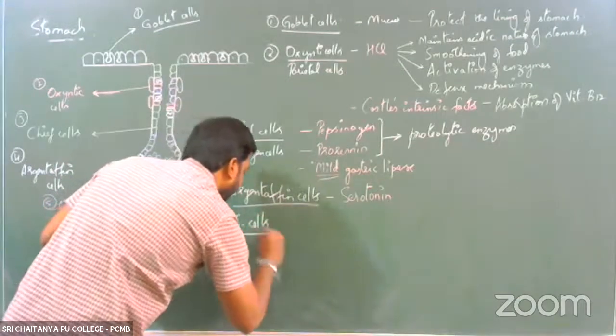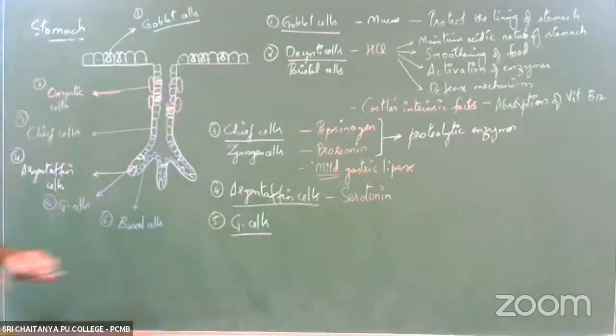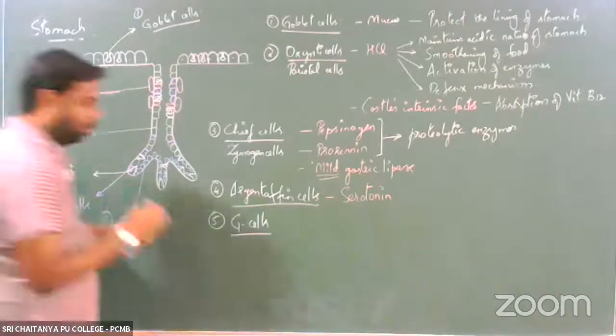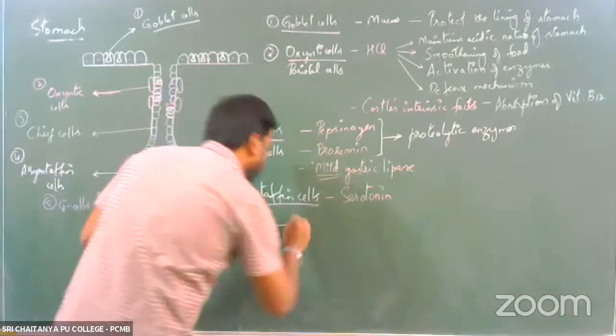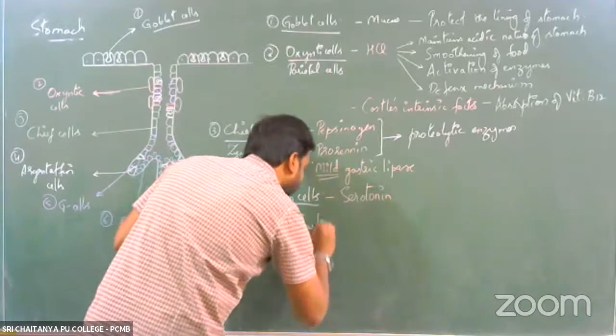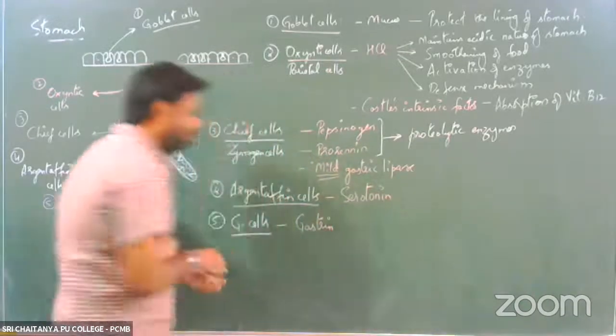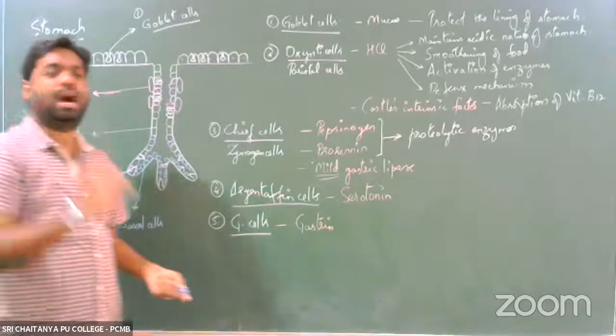Right, so this is cell number 5, which is called the G cells. Now, G cells actually secrete a local hormone, which is called gastrin. So this is the local hormone which is being secreted.